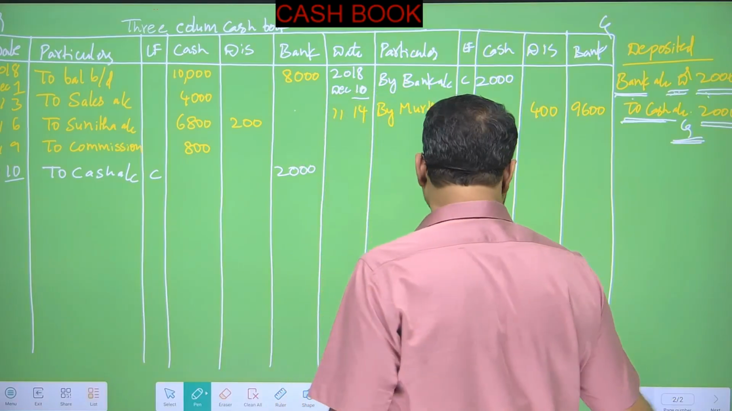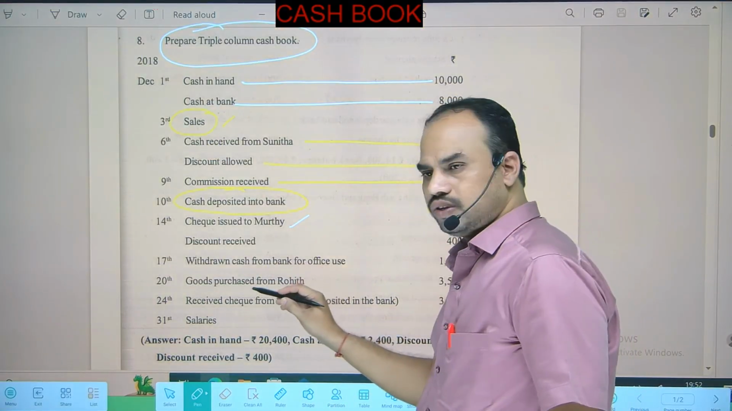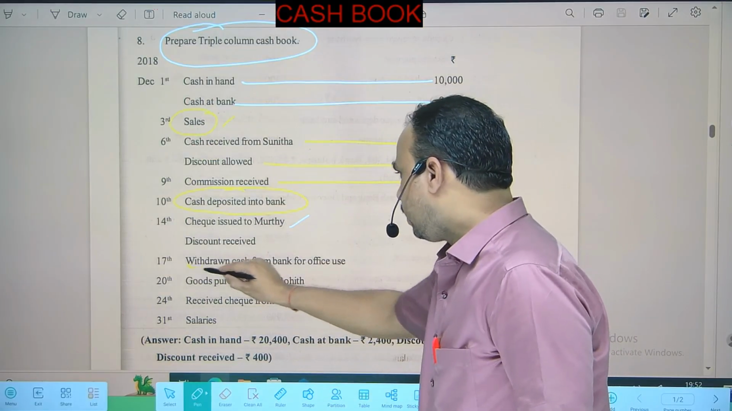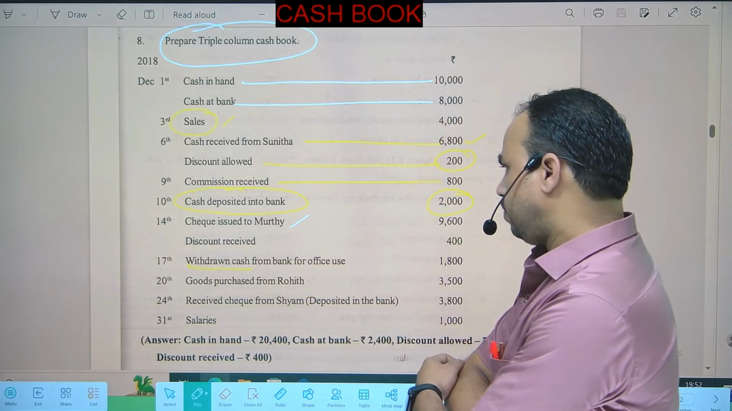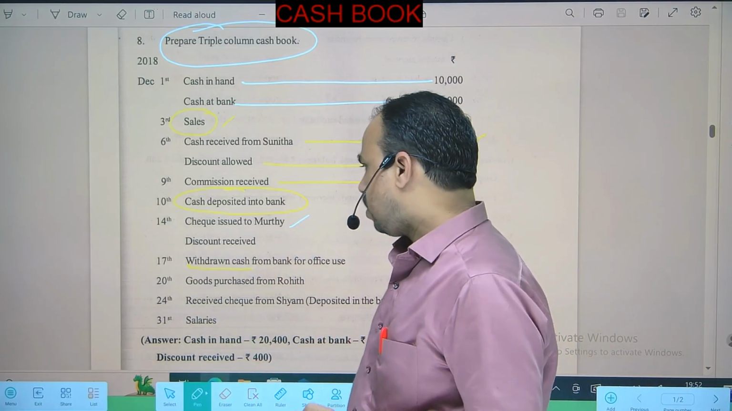Right. See the next transaction. Withdrawn cash from bank for office use. Withdrawn cash means what, beta? Withdrawn cash from bank for office use.